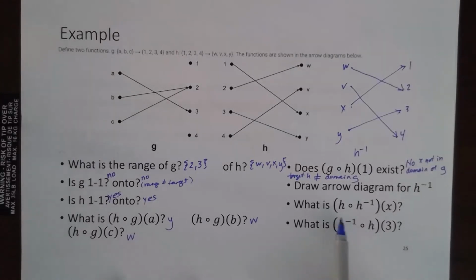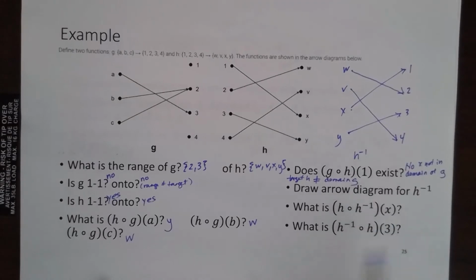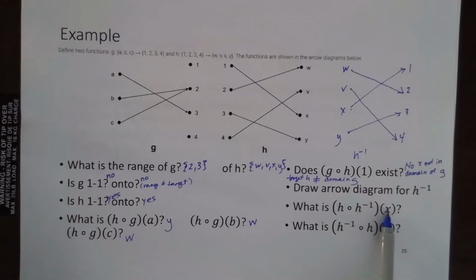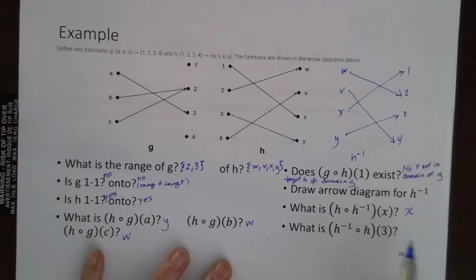So let's find H of H inverse of X. We would do H inverse first. First we do H inverse of X, which is 1. Then we give 1 to the H function and we get X. Which is good. We said these are inverses of each other, so we should get the X back.